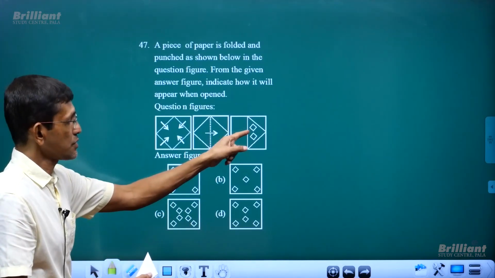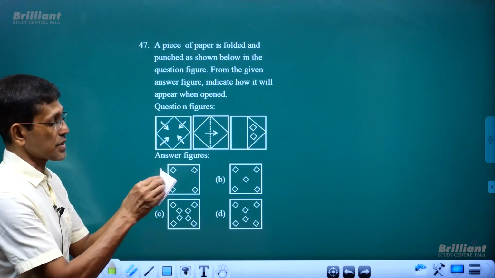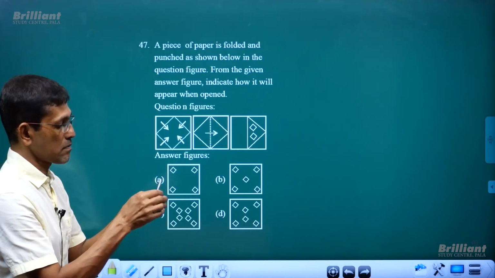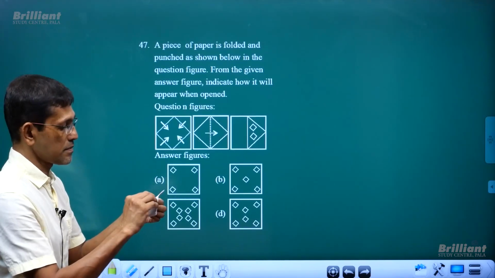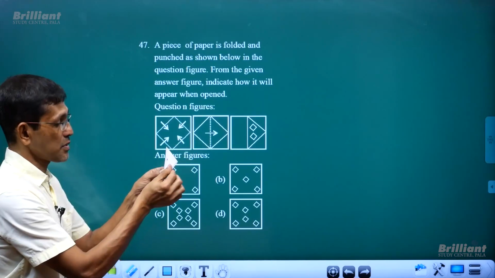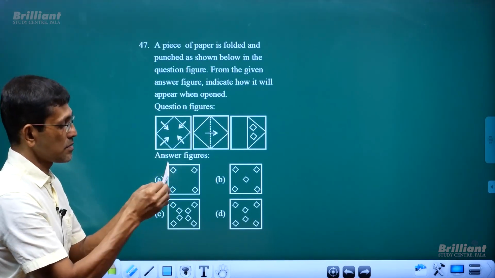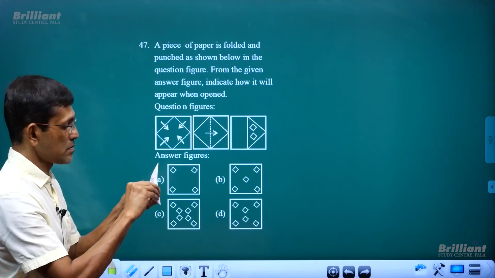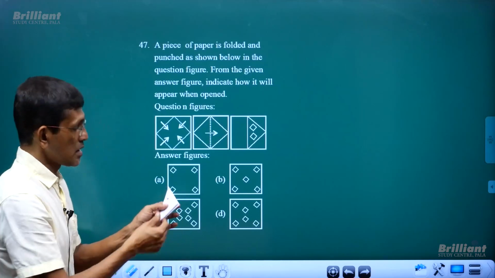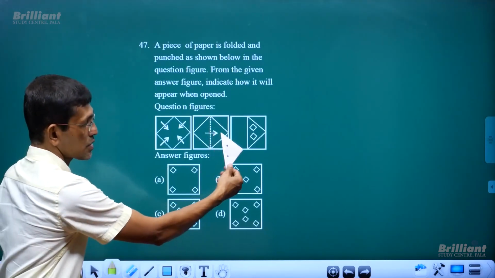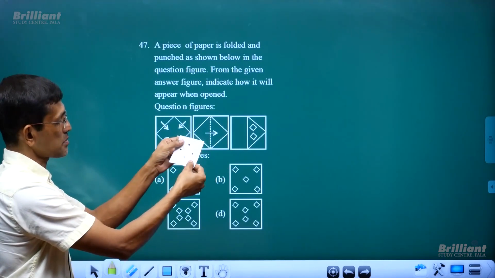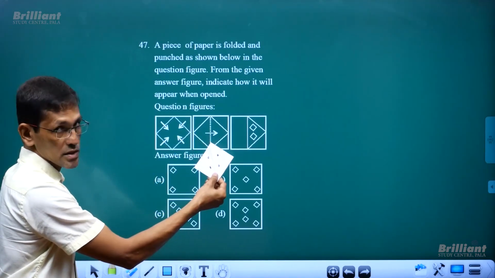We are putting 2 holes. So we are trying to put those 2 holes here. So 1 hole is ready. 1 more hole. Now this is exactly like this, 2 holes, right? So now we open it. Let's see what happens. So this is what it is.